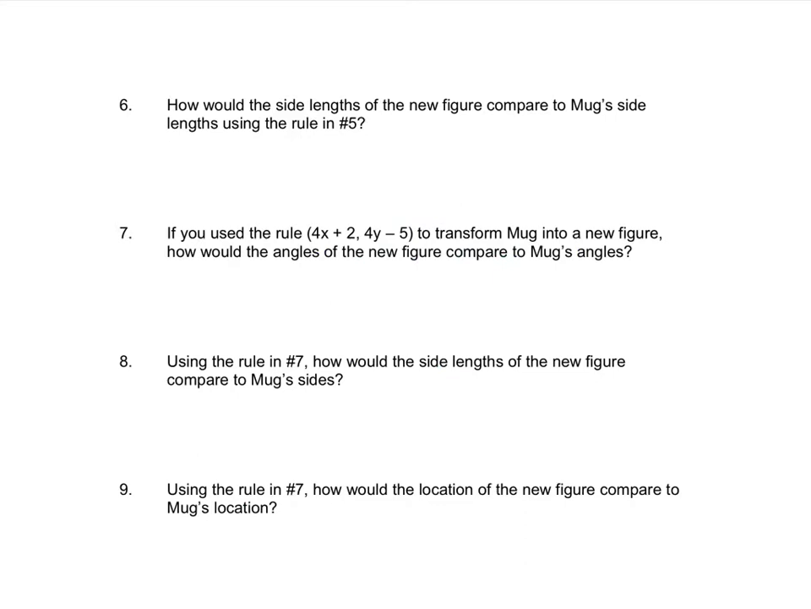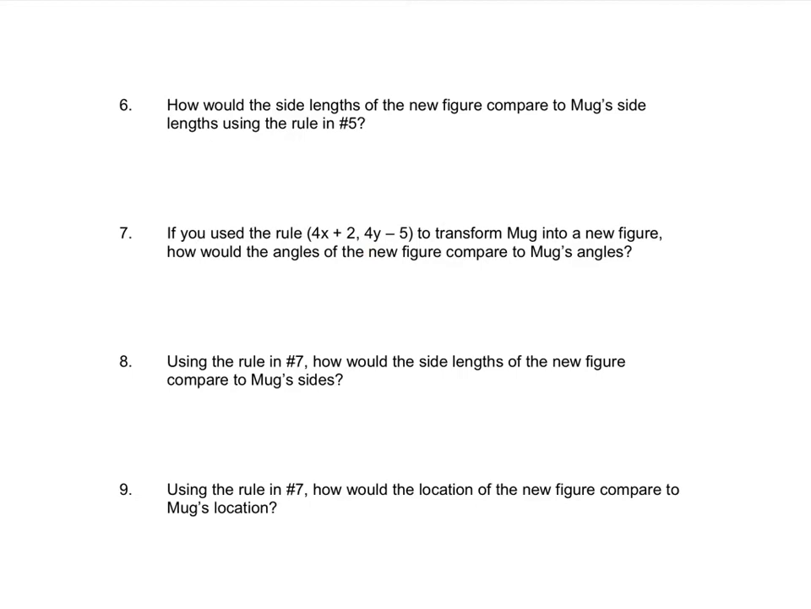Okay, for number 7, if you use the rule 4x plus 2, 4y minus 5 to transform Mug into a new figure, how would the angles of the new figure compare to Mug's angles? Okay. Notice that, just look at what the x and y are multiplied by. It's multiplied by the same number. It doesn't matter how much they add or subtract. They're multiplied by the same number, so that means that the angles are going to remain the same.